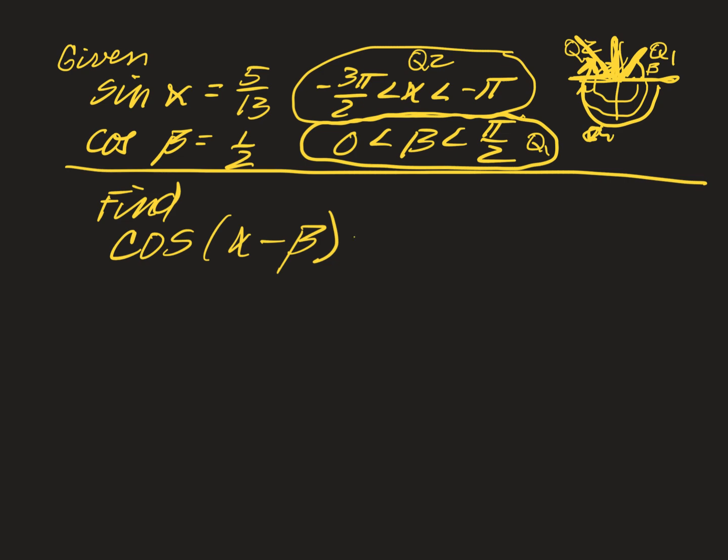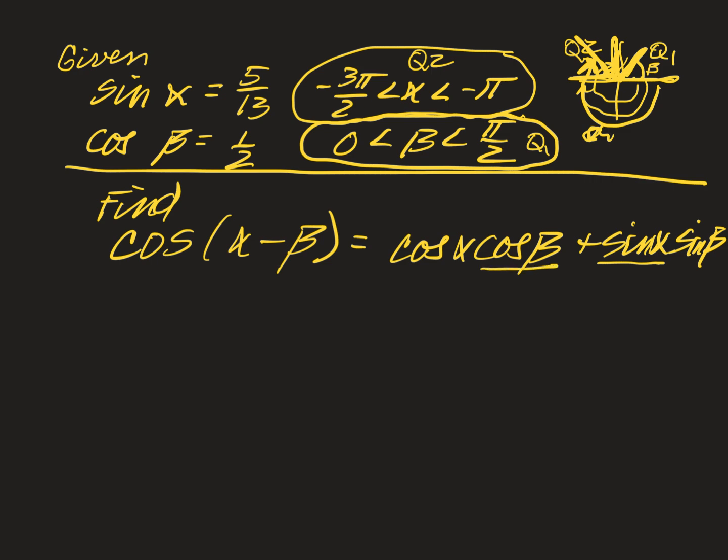Now, I already know what this is. This is the cosine of alpha, the cosine of beta, plus the sine of alpha, sine of beta, okay? So I already know that because I know the difference formula for cosine. But this shows me something. I know the sine of alpha and I know the cosine of beta, but I don't know the sine of beta yet or the cosine of alpha. So I need to find those things.